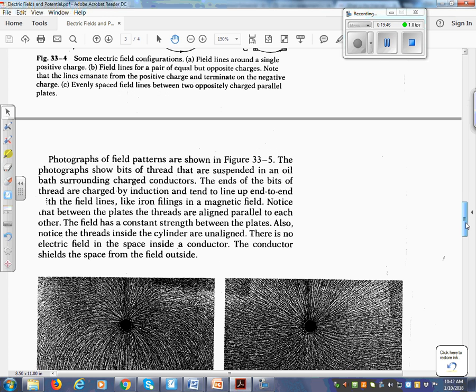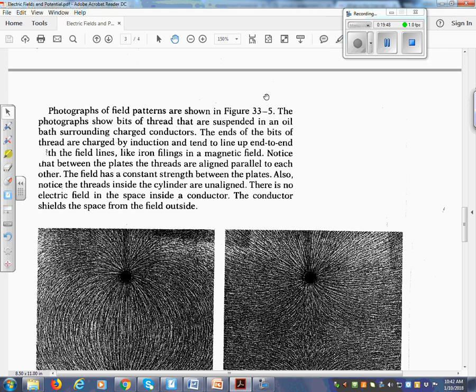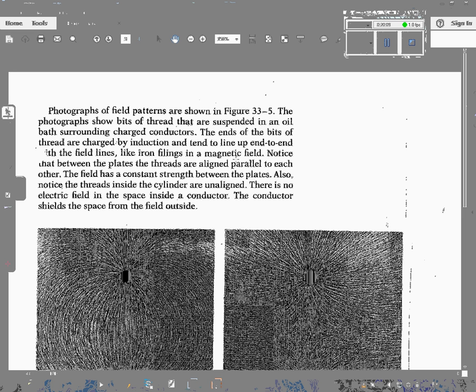Okay. Photographs of field patterns are shown in Figure 33.5. The photographs show bits of thread that are suspended in an oil bath surrounding charged conductors. The ends of the bits of thread are charged by induction and tend to line up end to end in the field lines, like iron filings in a magnetic field. Maybe in elementary school, you had a teacher with a magnet, put a piece of paper on top of it, sprinkled some little iron bits on it. Did you guys ever see that kind of stuff? Yeah? Same idea.